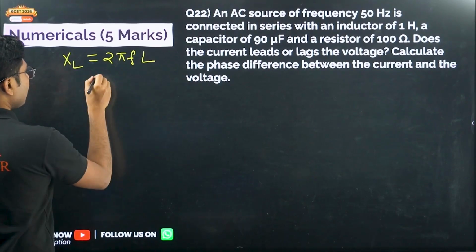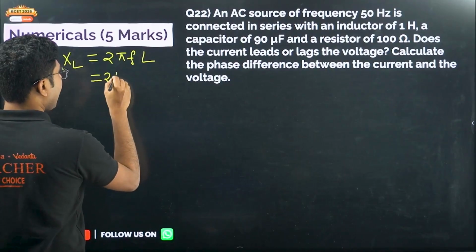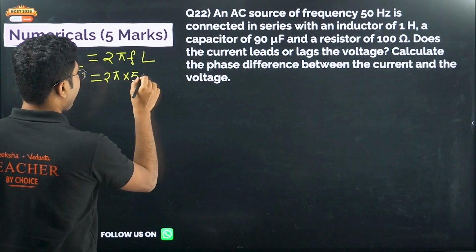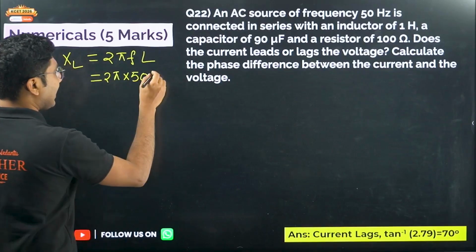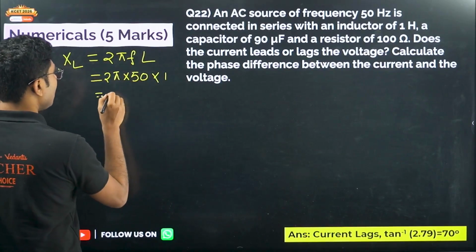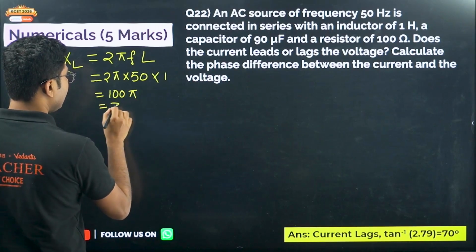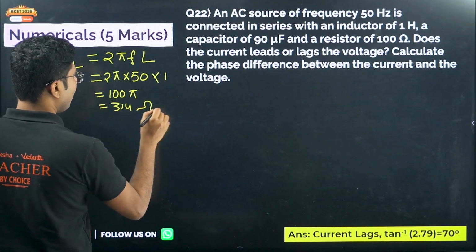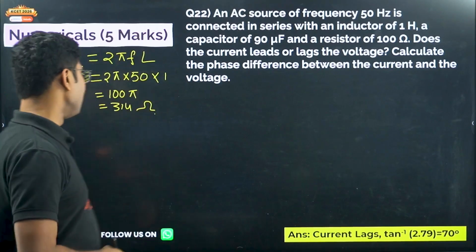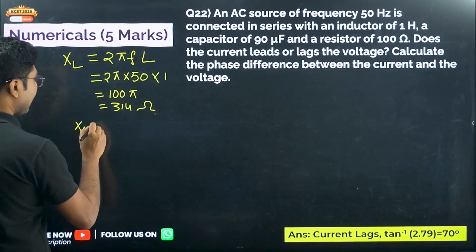And XC. So we will do it step by step. What is XL? 2 pi, frequency is given 50 Hz, and L is given here as 1 Henry. So XL is 100 pi or 314 ohm. Okay, so 314 ohm is the inductive reactance. Now what is capacitive reactance?